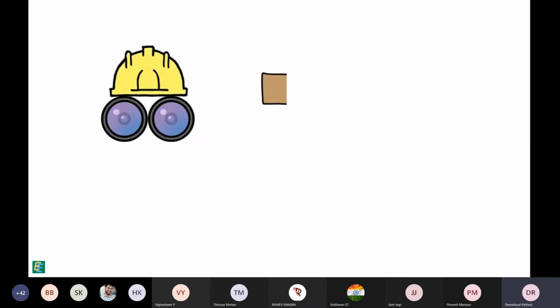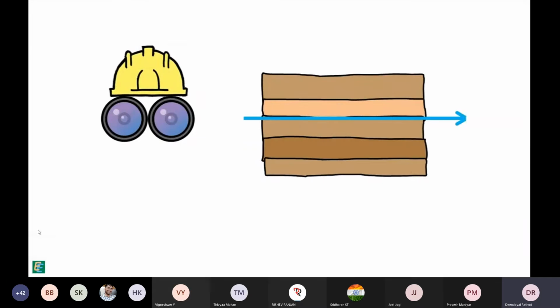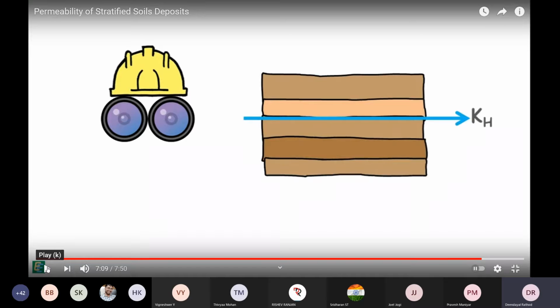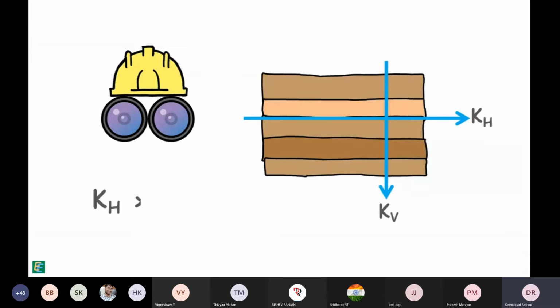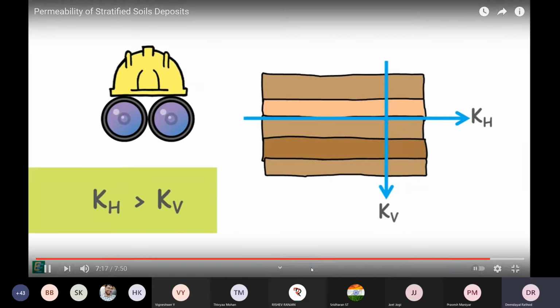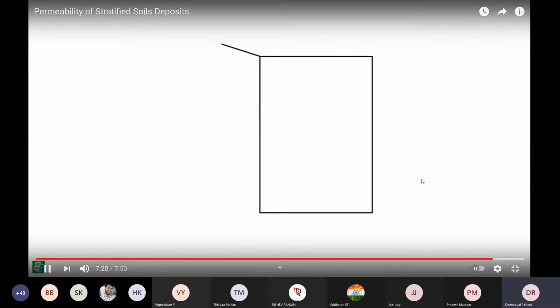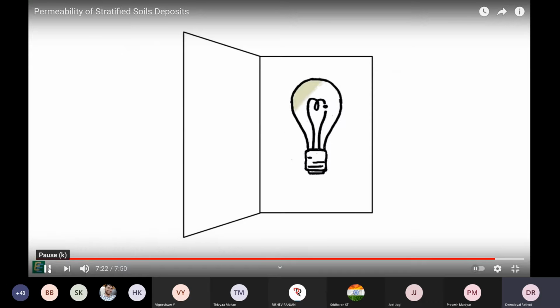It has been observed that the permeability of the soil strata in horizontal flow, so which direction permeability would be more? Horizontal or vertical? The horizontal. Okay, very good. It is always found greater than the vertical flow. That is, KH is always greater than KV. They may ask this in the written exams. So it is very clear, very simple thing only.